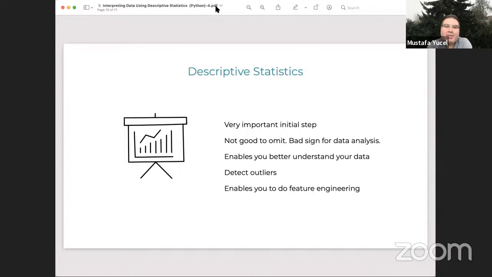Let's say you have a new data set. For sure, the first step is you load your data and then you try to understand it before you produce anything. What does the data tell you? What are the features? Are they categorical or numeric, continuous? We check everything, and we detect outliers also, we will talk about it. This enables you to do feature engineering as well. When you check descriptive statistics, you will see your features, and then you may produce new features from your data.